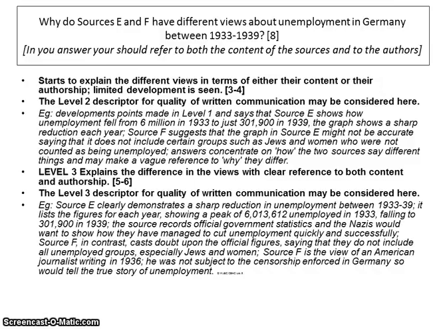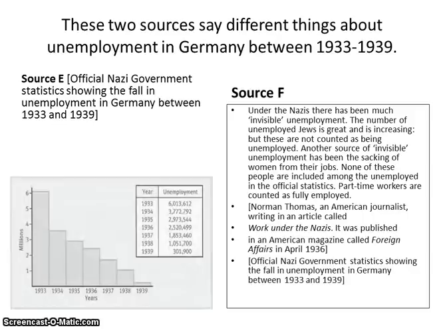So one is also a source of an American journalist. You've got to look at the content and the author and why he's written this and who he is. He's writing in 1936. He's got no censorship issues. He's got no pressure. He's not going to be in trouble with the Nazis or the Gestapo. So he's going to have perhaps a more honest view than the Nazi official government figures, which are going to be a form of propaganda to make the Nazis look good.